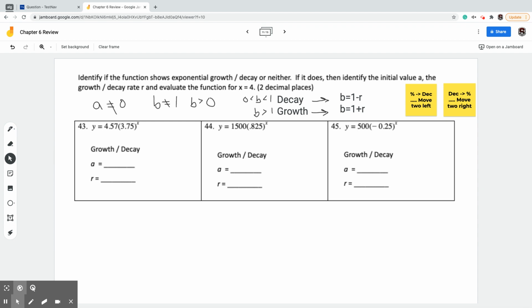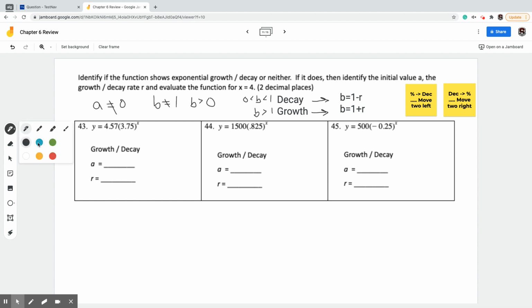A lot of notes, let me go through it. A cannot be 0. B cannot be 1, and B cannot be negative, so it needs to be positive. If you find that B is between 0 and 1, whether it's expressed as a fraction or a decimal, then it is called decay, and your B value is 1 minus R. And if it's a B that is larger than 1, then we call it growth, and your base B is 1 plus R.